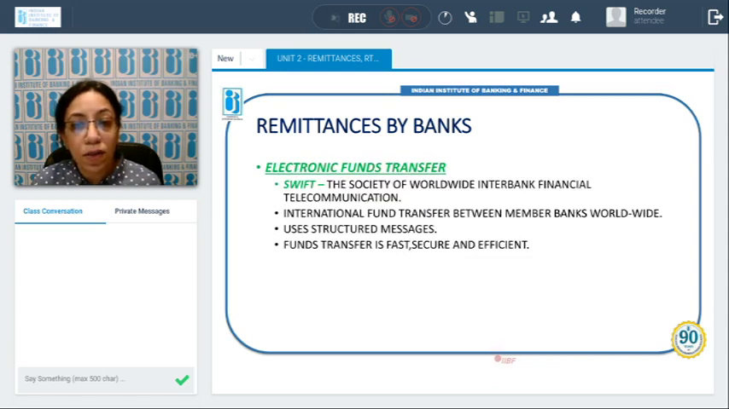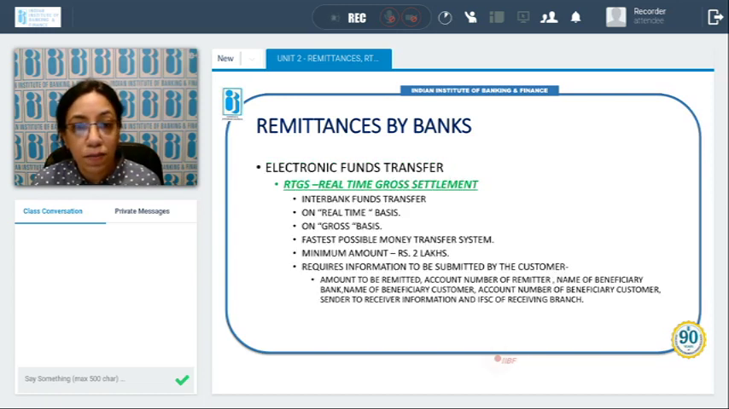Another method of remittances by banks is electronic funds transfer. In this, electronic funds means no paper is used. The first type is SWIFT, the full form of which is the Society of Worldwide Interbank Financial Telecommunication. This is an international fund transfer between member banks worldwide. It is used between India, European countries, US, and for cross-border transactions. This uses structured messages. The fund transfer is fast, secure, and efficient.